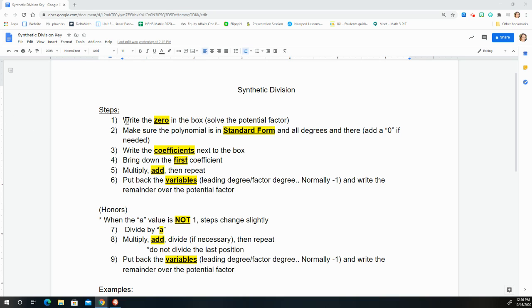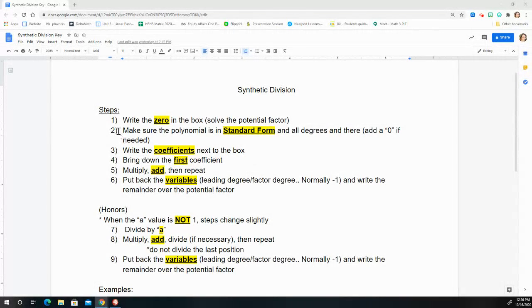Hey Math 3, so today we are going to look at synthetic division. Synthetic division is a shortcut for long division with polynomials. If you're interested in seeing long division, I'm happy to show it to you during office hours. I just don't want to overwhelm you guys, and you can use synthetic division in this course.